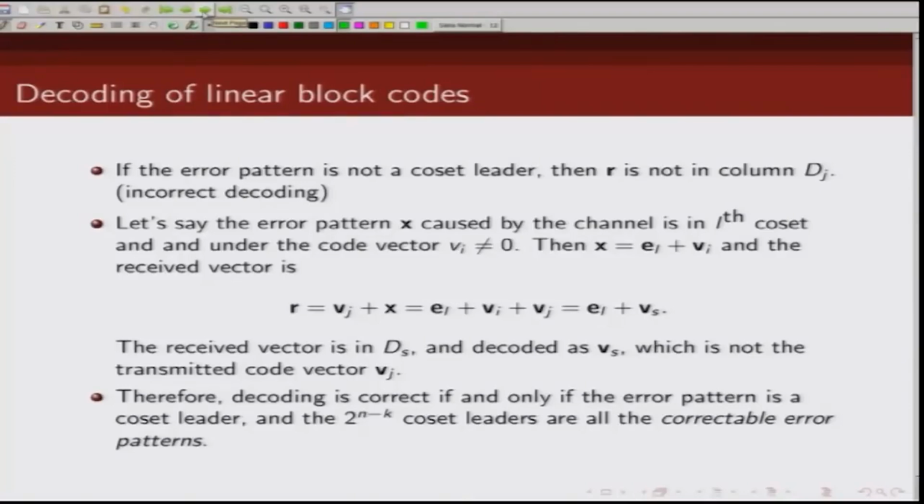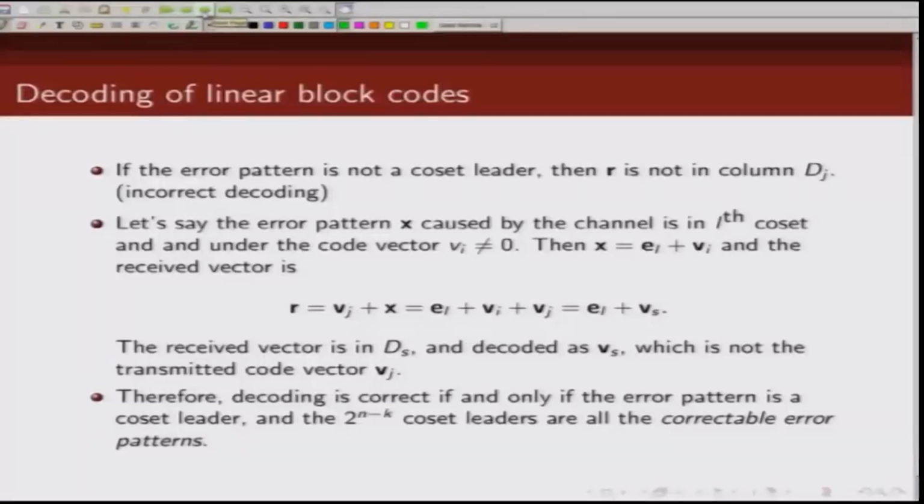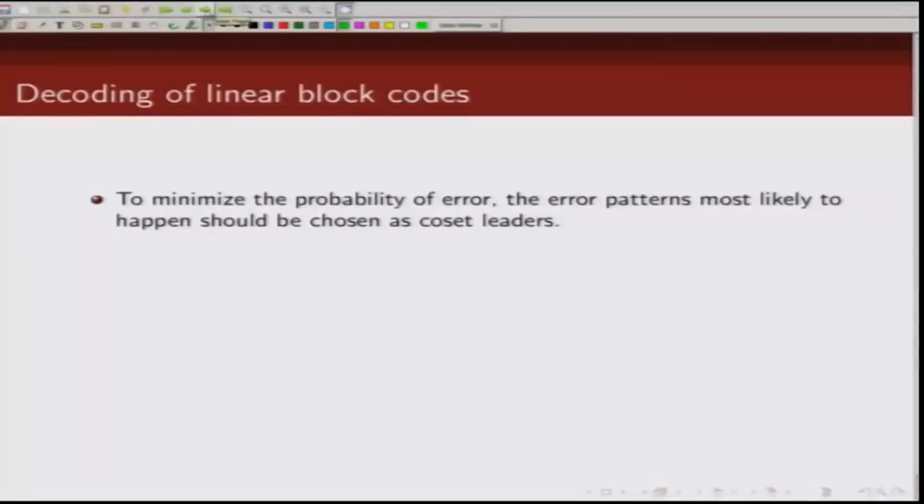So, from this we can conclude that our decoding is going to be correct if and only if our error pattern is a coset leader. And how many such coset leaders exist? We have a total of 2^(n-k). We call these correctable error patterns, because whenever our error pattern is a coset leader, we are not going to make a mistake in decoding, and hence we call these correctable error patterns.